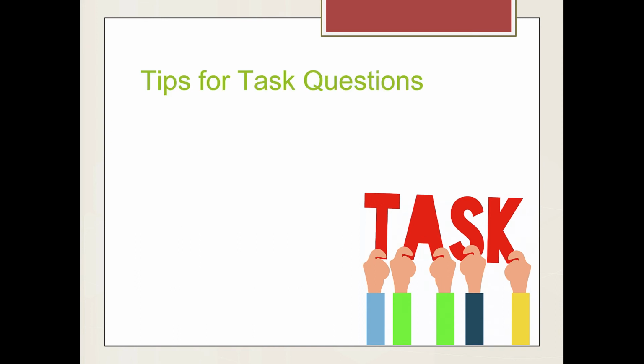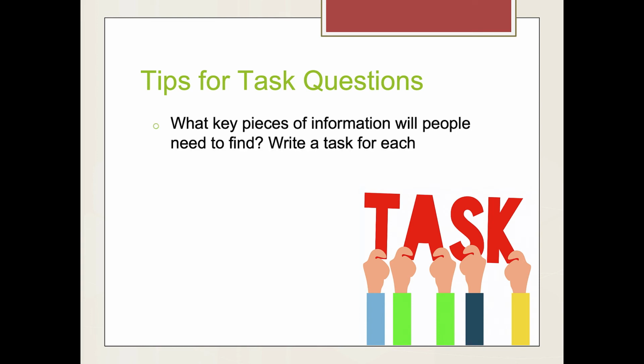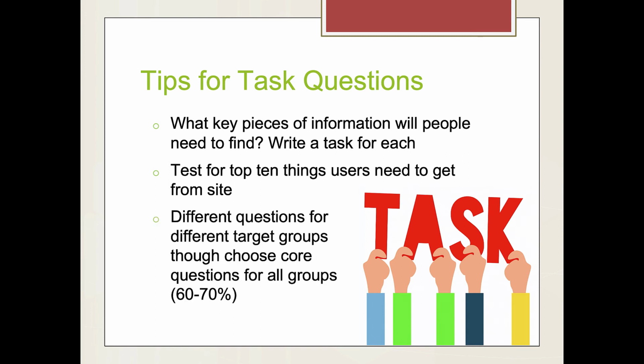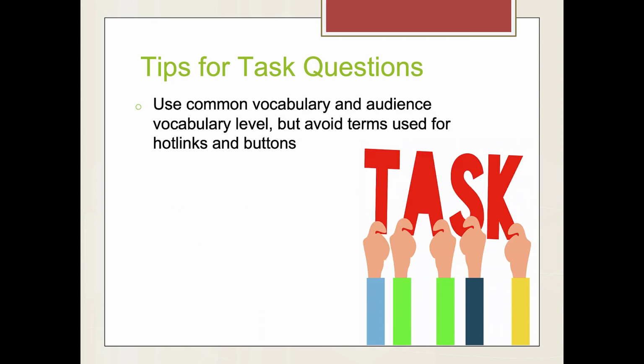Tips for task questions. What key pieces of information will people need to find? Write a task for each. Test the top 10 things users need to get from a site. Use different questions for different target groups, though choose core questions for all groups, so 60 to 70%. Use common vocabulary and audience vocabulary level, but avoid terms used for hot links and buttons.